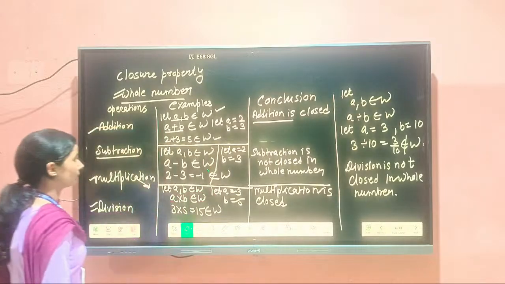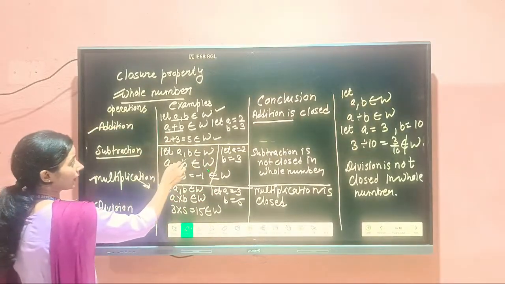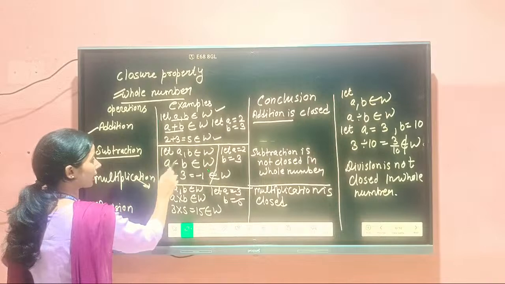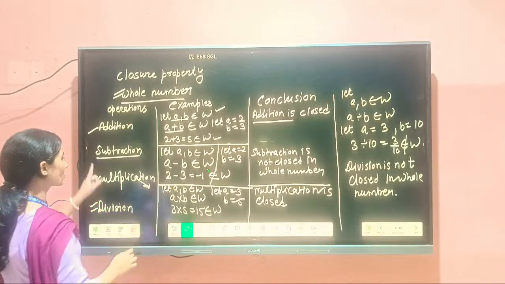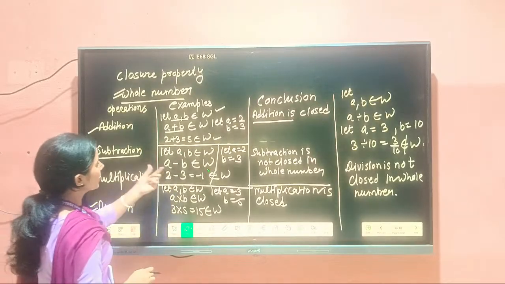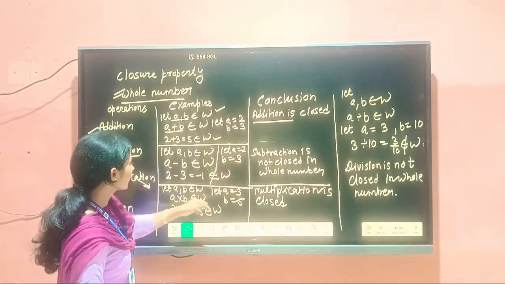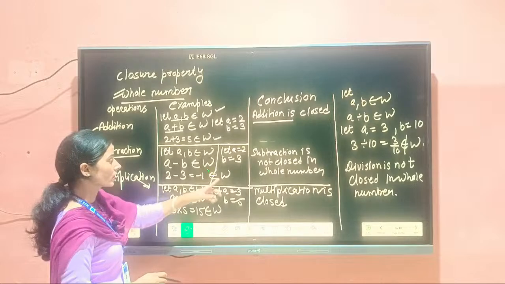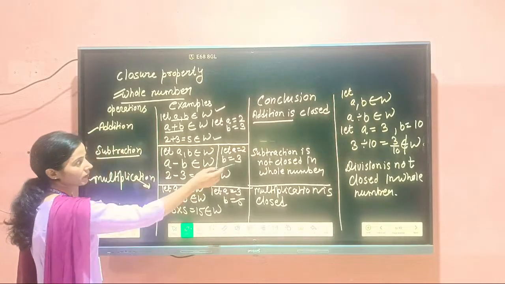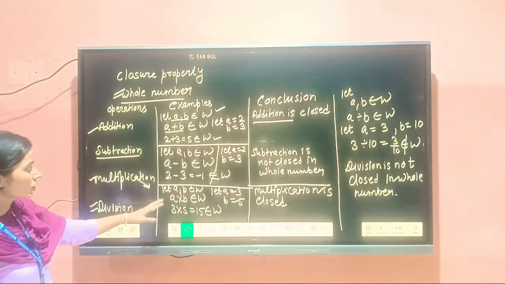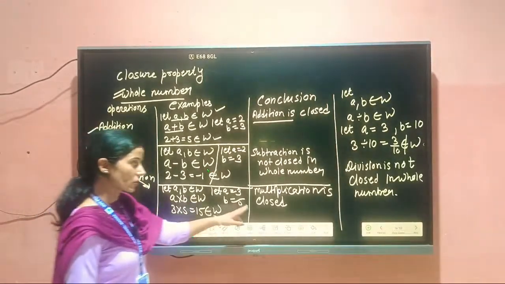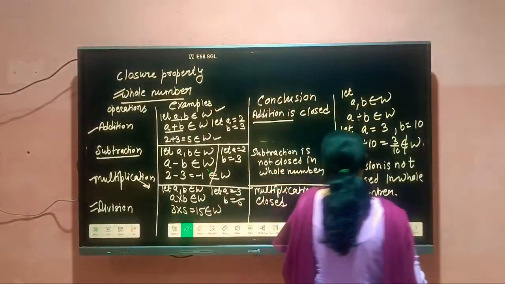Addition is closed. Then let A and B belong to whole numbers, and then A minus B. Under subtraction we want to check whether their subtraction belongs to whole numbers. A equals 2, B equals 3. Then we get minus 1. Minus 1 doesn't belong to whole numbers. So we can say subtraction is not closed. Similarly, we checked for multiplication. Multiplication is closed and subtraction is not closed.